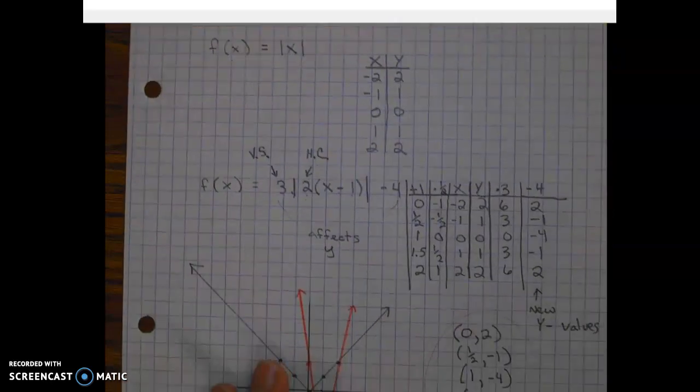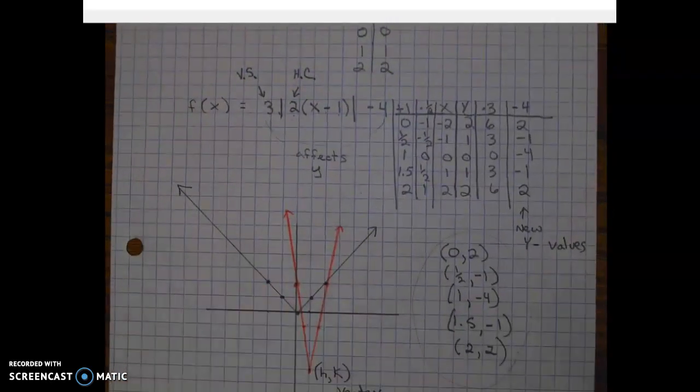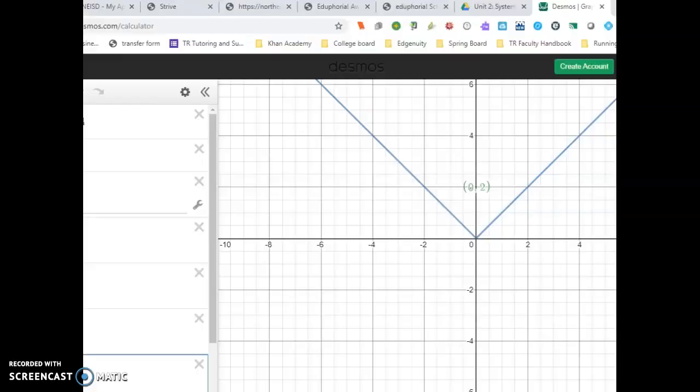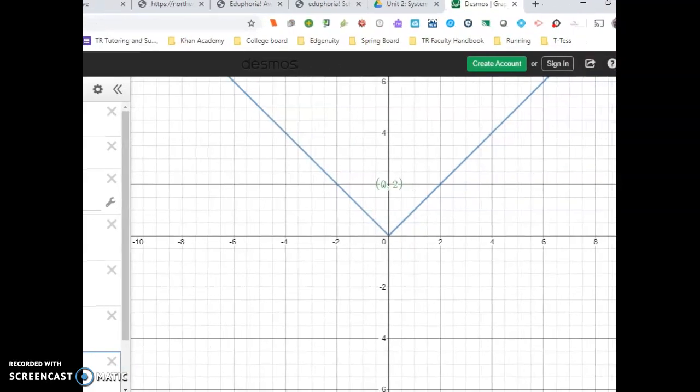Now let's just take a moment and go to Desmos and see if Mr. Kramer did a good job. So let me bring Desmos up on the screen here. Let's take a look. Okay, so here is our parent. Okay, I went ahead and typed in the new one. See, that's our new one. And this matches the graph that we just made.